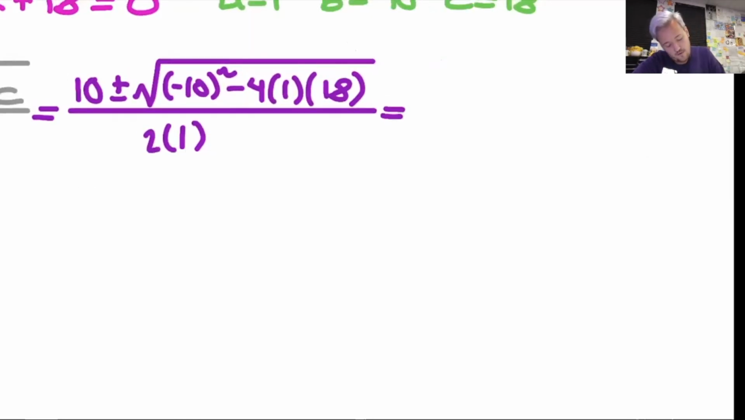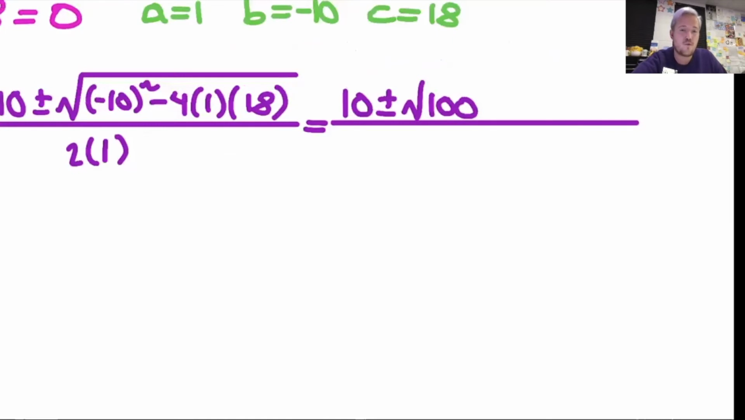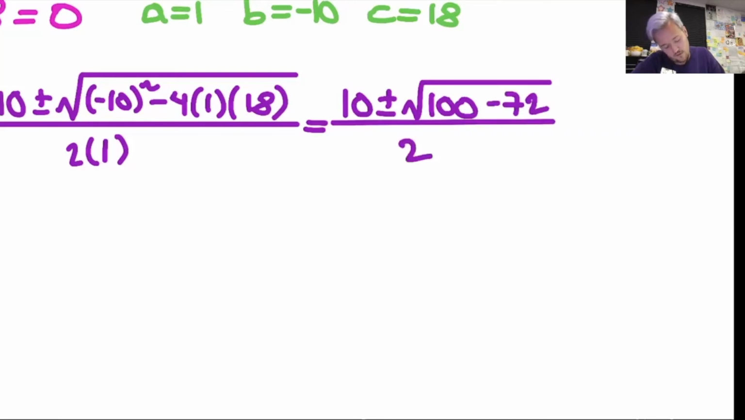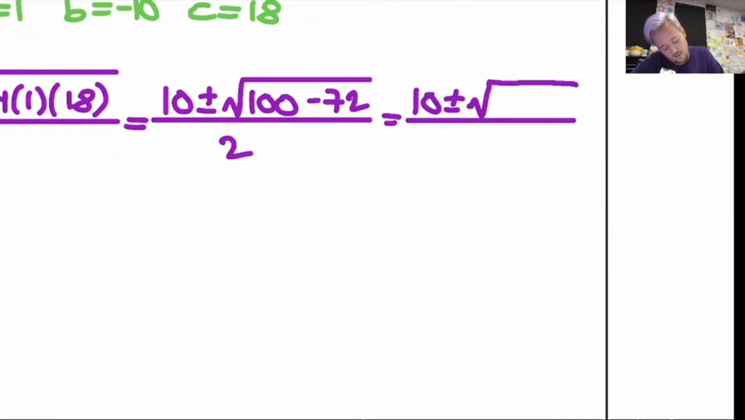So when I start simplifying even more, we're going to have 10 plus or minus the square root of 100, not square root. Negative 10 squared gives you 100. And then 4 times 18, let's say 2 times 36, so that's 72. So minus 72 all over 2. Alrighty, which then here, we're going to get 10 plus or minus the square root of, what is that, 28?